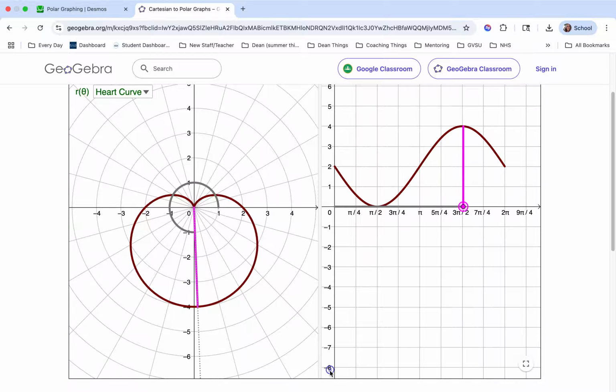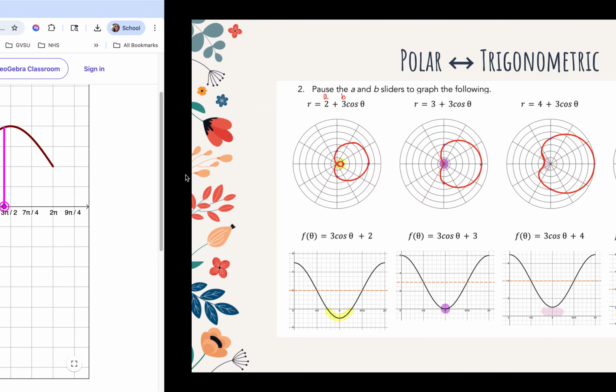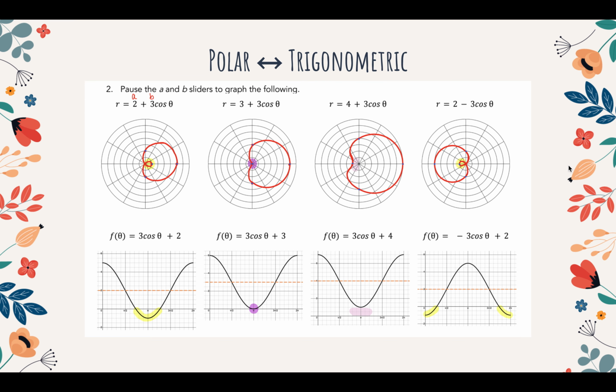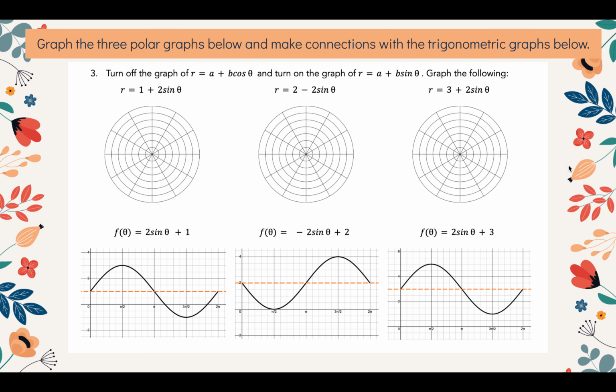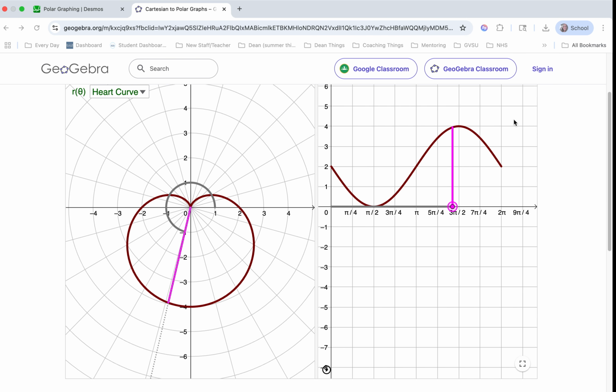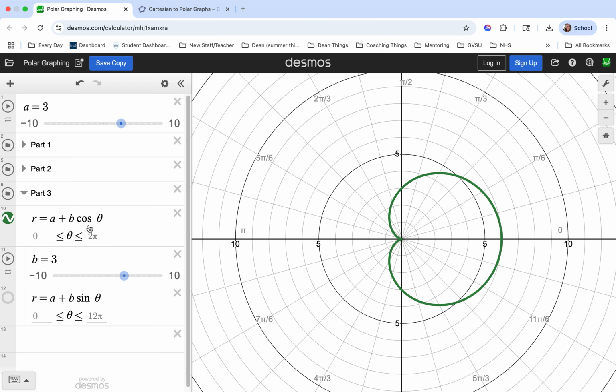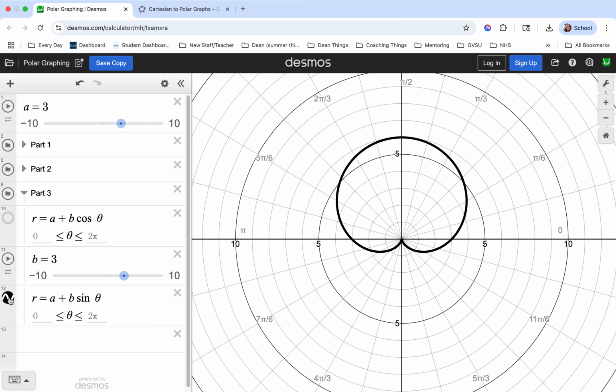So I'm hoping that that makes a connection between what we have learned with trigonometric graphs, our sine and cosine curves, with what we're currently learning, our polar graphs. So let's go back to our notes. We looked at 4 cosine graphs. Now I want you to take some time and graph the 3 sine curves, and I want you to make connections with the trigonometric graphs I have below. And when you're on the Desmos, make sure we're turning off cosine. So unclick that and then turn on your sine curve.